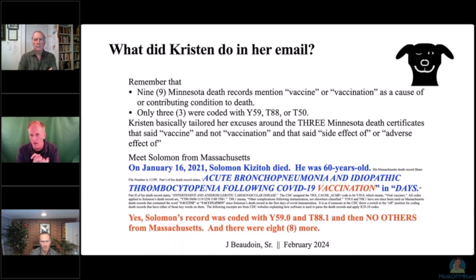Y59 is the key one. You don't even have to think about T88. Y59 is the key one that they know they're supposed to use. So the CDC is committing massive amounts of fraud by hiding codes that can be tracked as causes of death for the vaccine. So John, if I could just ask a question.